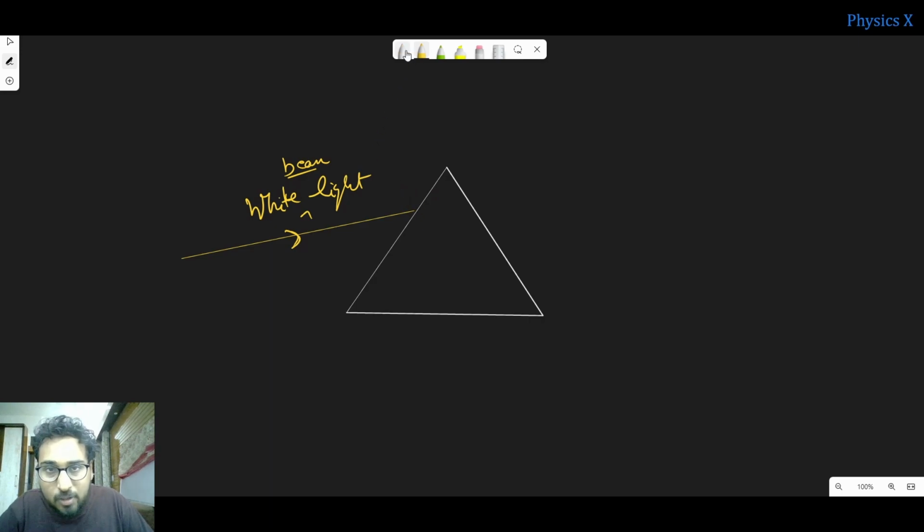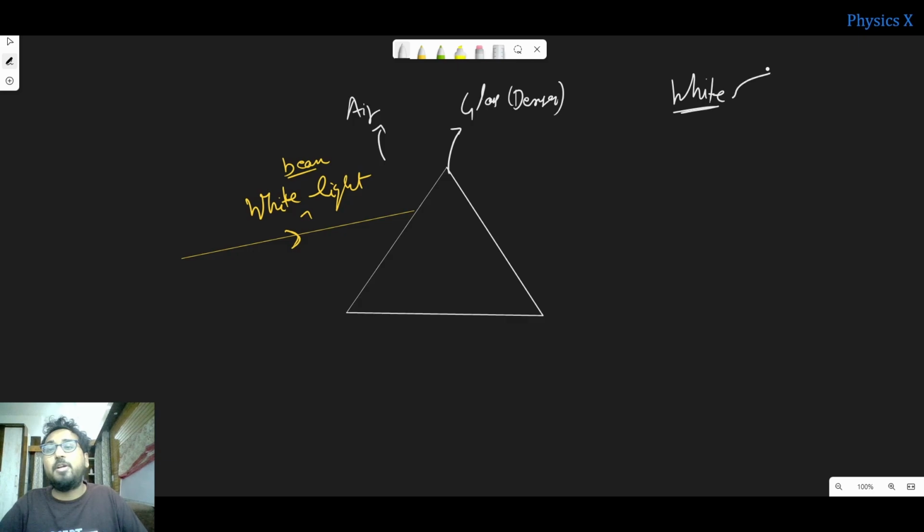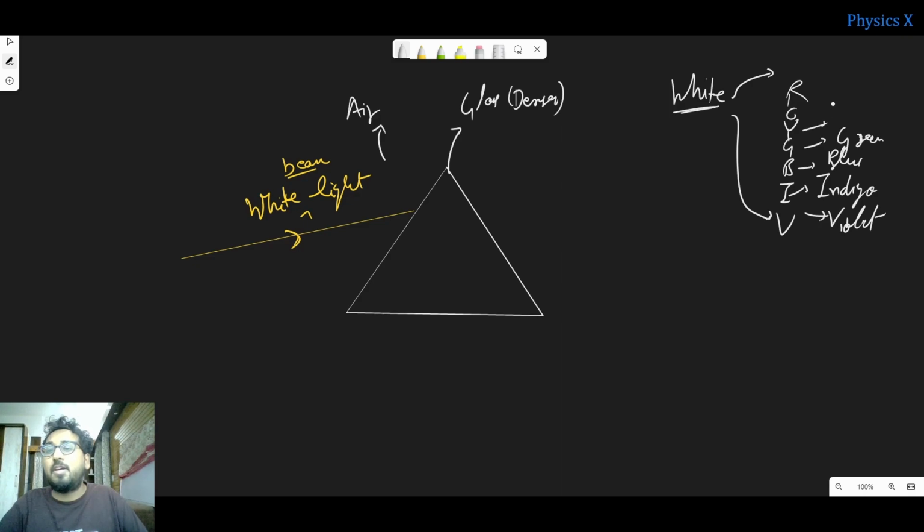Then what will happen, since we know this is an air medium, this is your glass, which is a denser medium. Now you know that white light is made up of 7 colors, right? White light is made up of 7 colors, which I told you. So these 7 colors are violet, indigo, blue, green, yellow, orange, and red.